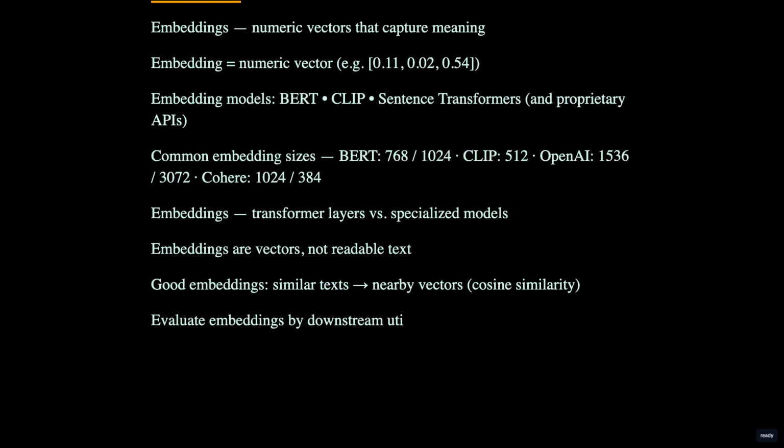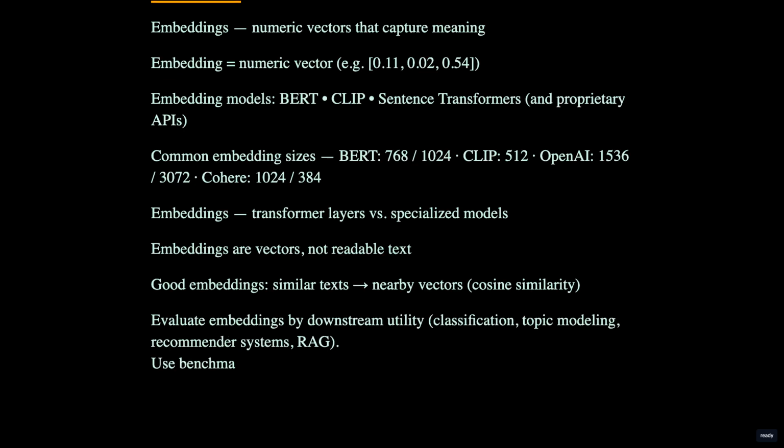A practical way to judge embedding quality is to measure how useful they are for the tasks you care about, for example, classification, topic modeling, recommendation, or retrieval augmented generation. Benchmarks, such as MTEB, run many of these tasks and let you compare models based on real downstream performance.